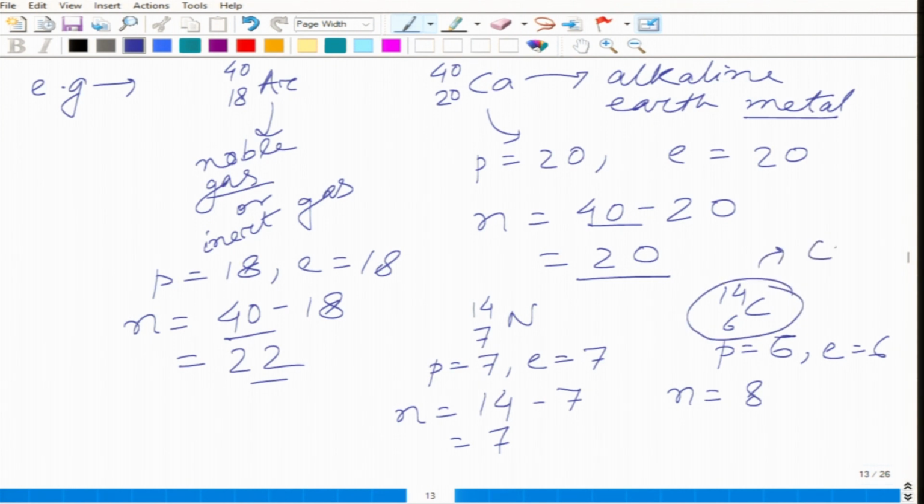The other two isotopes, carbon 12 and carbon 13, are not isobars of nitrogen. Also, nitrogen has another isotope, nitrogen 15, which is also not an isobar of carbon. Only nitrogen 14 and carbon 14 are isobars.